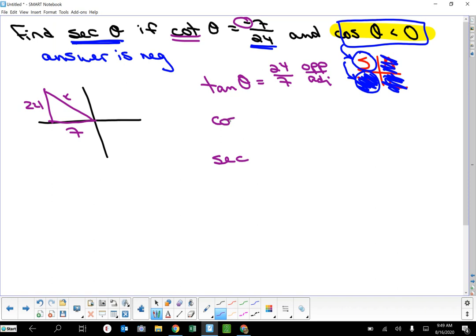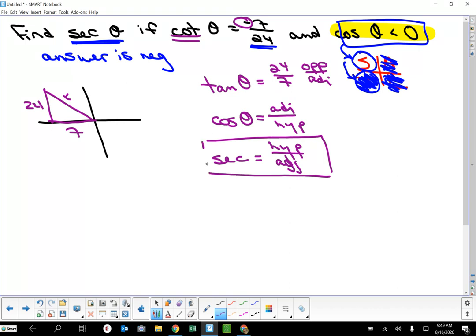I start with cosine for me. This is how my brain thinks. Cosine is adjacent over hypotenuse, and I need secant. So the opposite, or reciprocal. So I need hypotenuse over adjacent. So I do need to find x. So we're going to have to do Pythagorean theorem. This is what we're looking for.